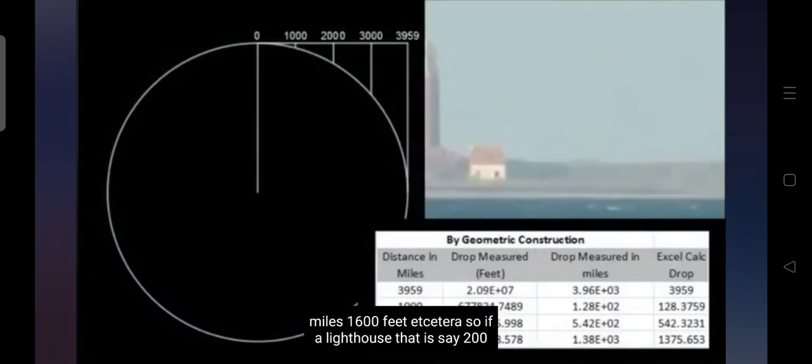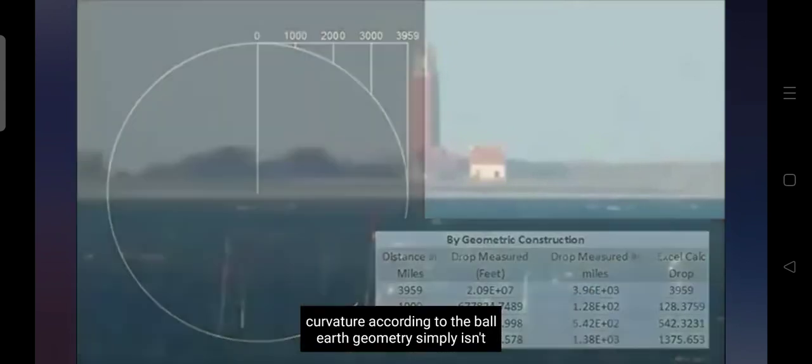50 miles, 1,600 feet, etc. So if a lighthouse that is, say, 200 feet tall can be seen at 20 miles away, then the expected curvature, according to the ball Earth geometry, simply isn't there.